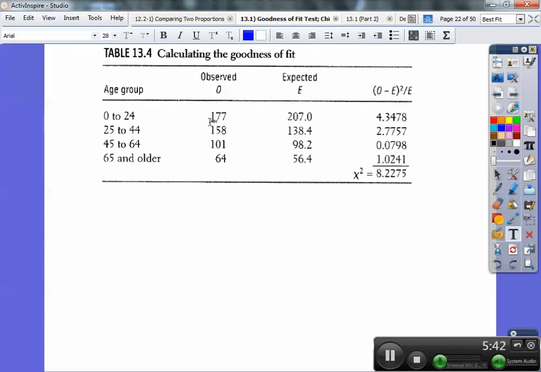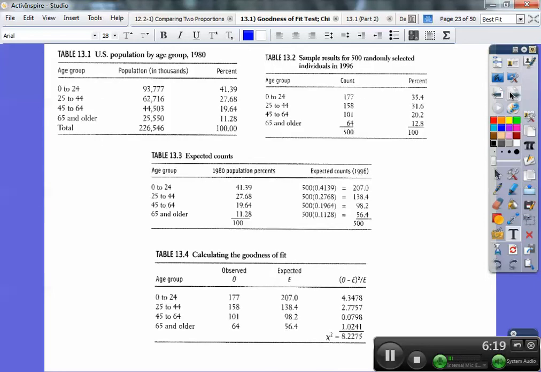The observed, I think, was from Table 13.2. These were the actual numbers given in 1996 out of the 500 people, and these were the expected. I multiplied the percentages times 500. So right here, this would be O minus E, so 177 minus 207, and then divided by E, divided by 207. I'm sorry, O minus E squared. I've got to square it. So that's where this came from, the 4.3478: 177 minus 207 squared, and then divided by 207 again. I did that for each one of those. Don't worry, I'll show you how to do that in the calculator. That's just all the tables put together right there.